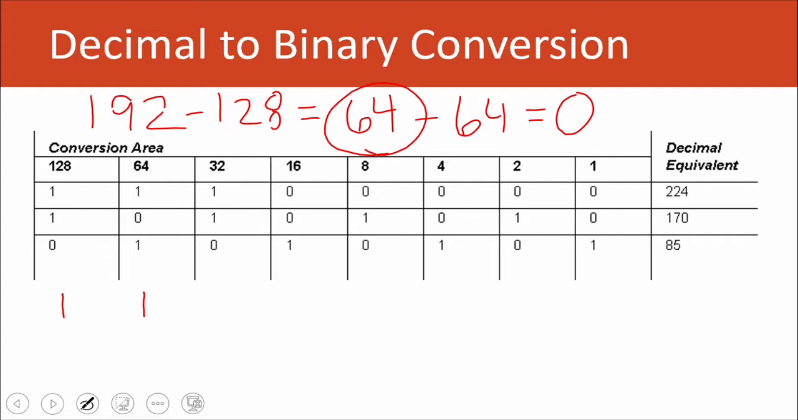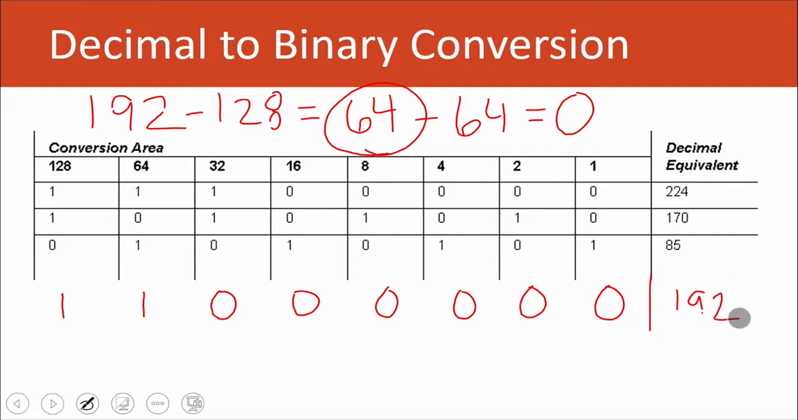I'm going to say, can I fit 32? Or rather, can I subtract 32 from 0? Well, no, there's nothing remaining, so I put 0. The answer is no, and that's what 0 represents, no, or false. Same thing with 16, I've got a 0 there. There's nothing remaining, so I can't even subtract 8 or 4 or 2 or 1. And so, of course, my decimal equivalent for this would be 192.